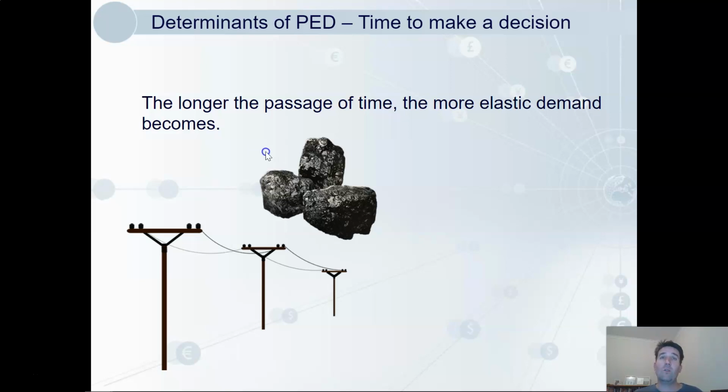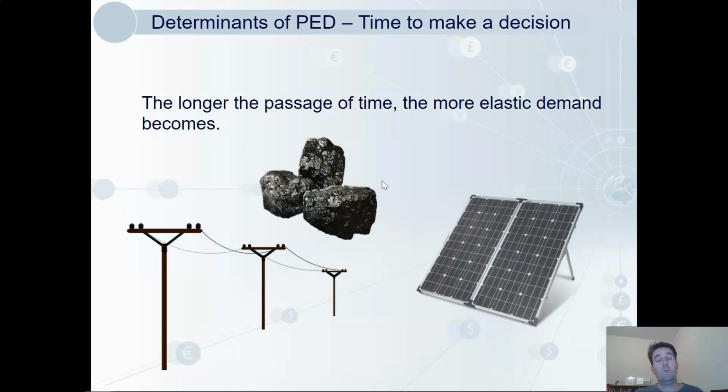It is only in the longer term that a substitute like solar panels actually becomes more feasible. These require a lot of upfront capital, thousands and thousands of dollars. So therefore, it's not really a close substitute to grid electricity. It's a substitute, of course, but it's not that close.